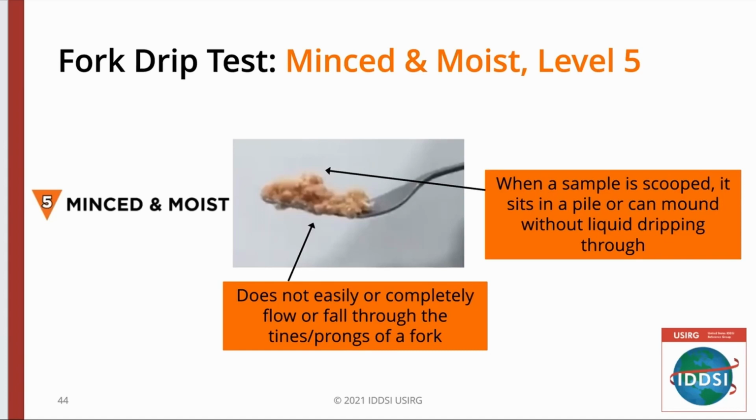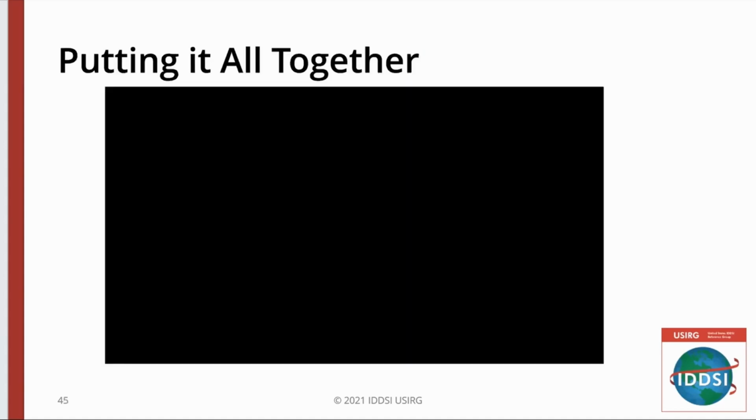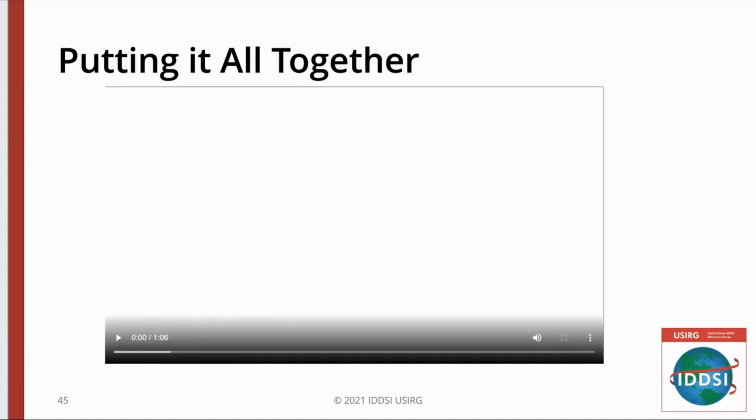You already learned about how the spoon tilt test is another way to make sure the food is cohesive and not crumbly and dry. Now let's review how many tests can be used within one level.